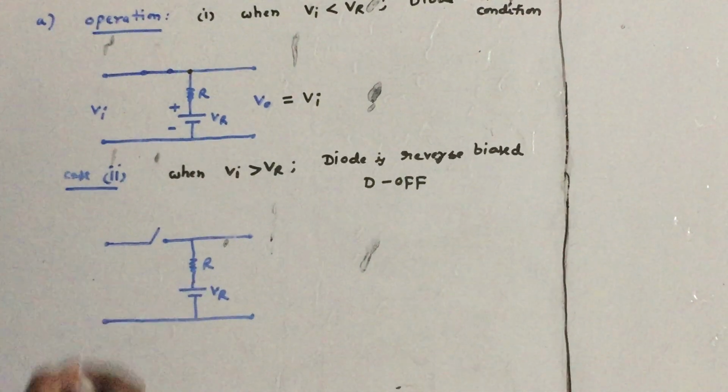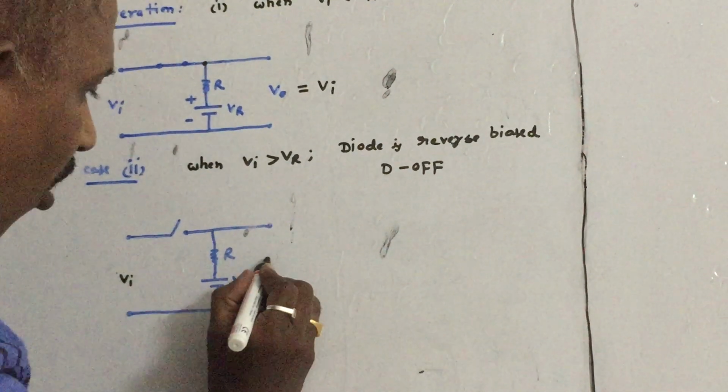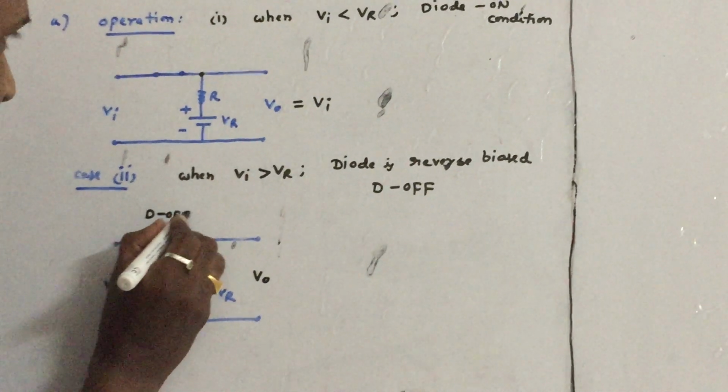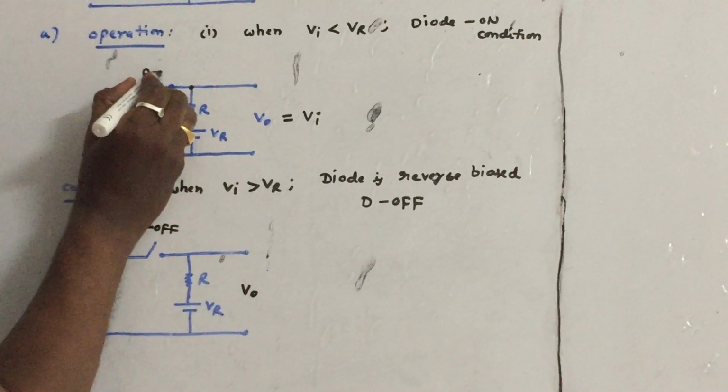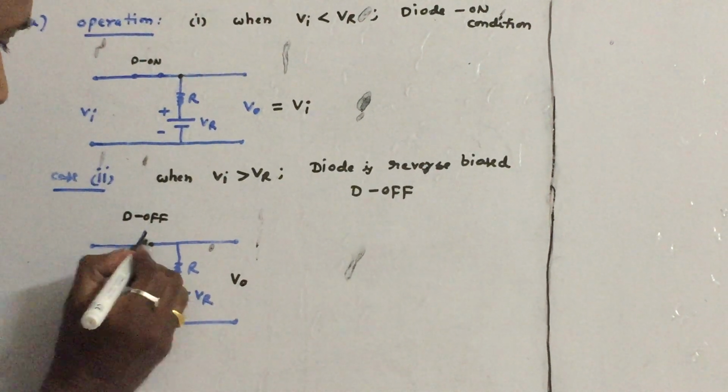So this is the input voltage Vi. So this is the output voltage VR. You can clearly see that the diode is in off condition. Here the diode is in on condition. Diode is off means it acts as an open switch.